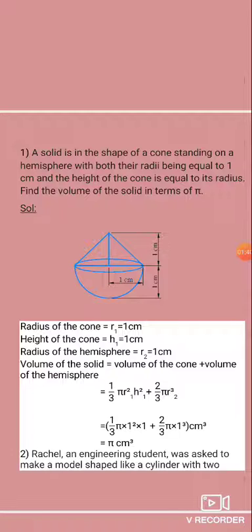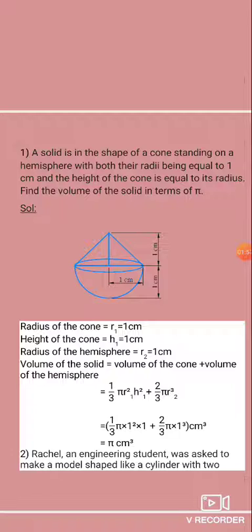That is 1 by 3 pi plus 2 by 3 pi. 3 is a common denominator. Numerators add: 2 plus 1 is 3. So, 3 by 3 becomes 1. So, remaining what? Pi only. So, pi centimeter cube is the volume of this solid.